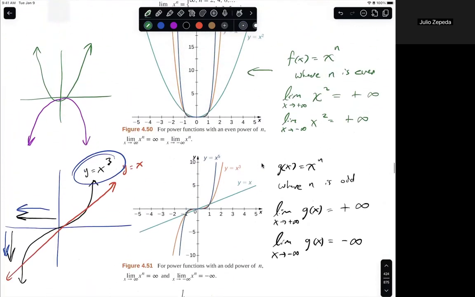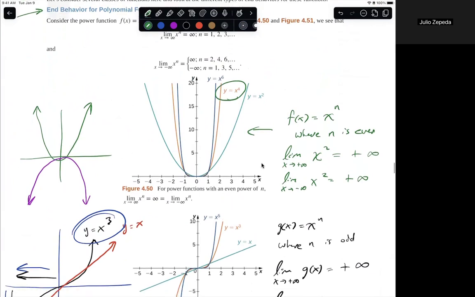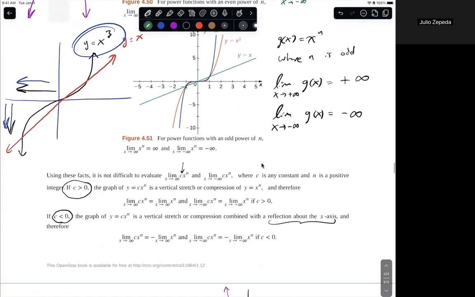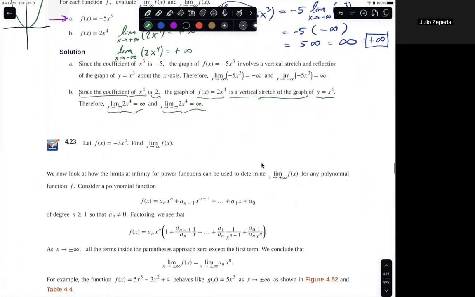But yeah, we're just using this idea over here. Here's x to the fourth right there. The limit as x approaches negative infinity or positive infinity is positive infinity. You just put a 2 in front of that. It just stretches it, but it still goes to positive infinity on both sides. Okay, so all of those function transformations that we learned about in the past are very important.